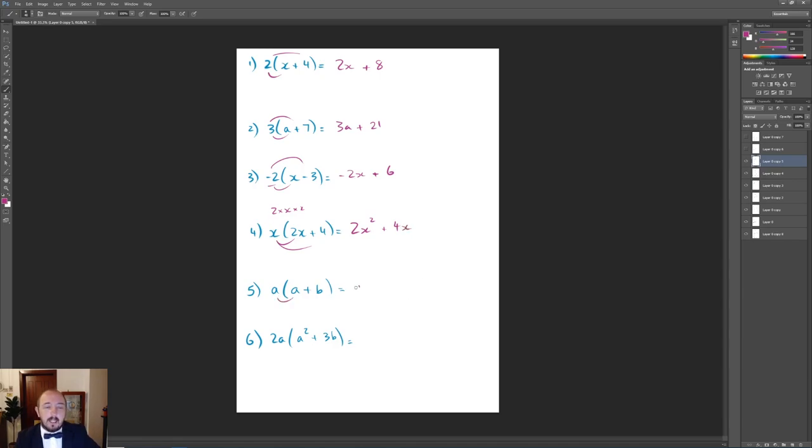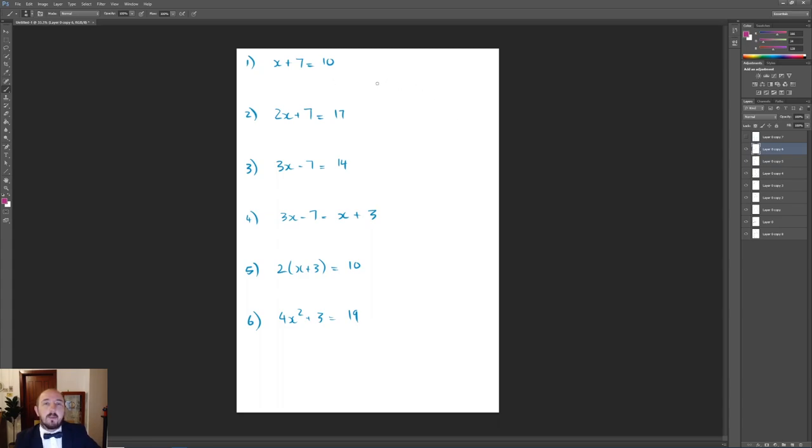a times a is a squared, and a times positive b is positive ab. And then 2a times a squared is going to be 2 times a squared, which is a cubed. And then we have 2a times positive 3b, so we're going to do 2 times 3, which is positive 6. a times b is just ab, like that.